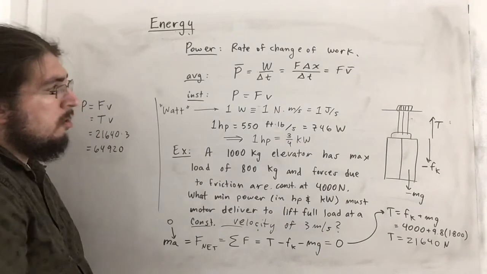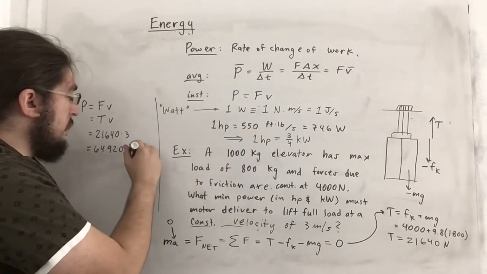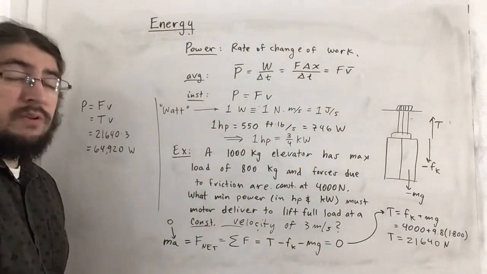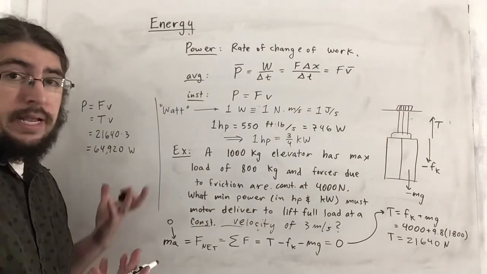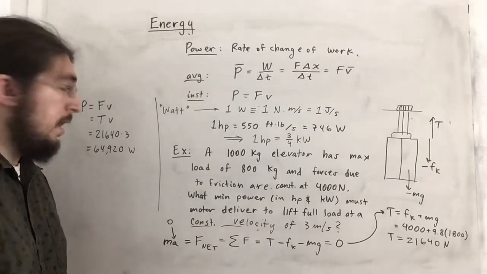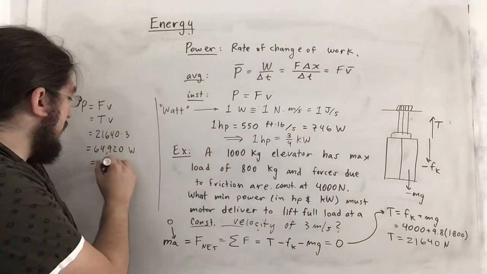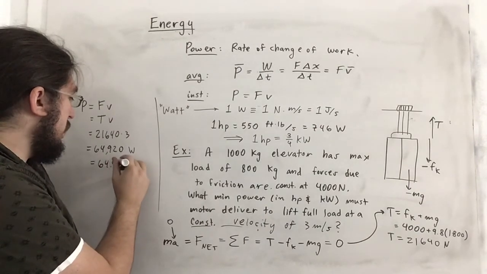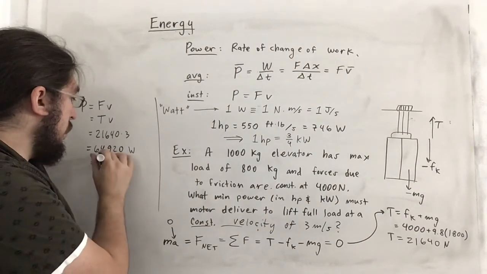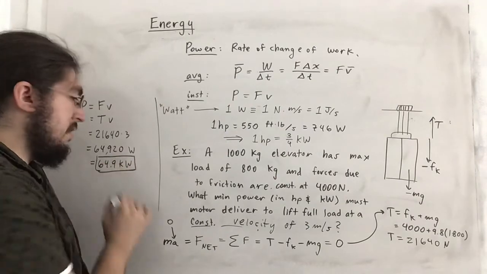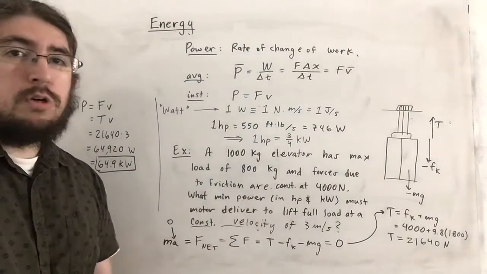64920. And we know based on this discussion that that is going to be in watts. 64,920 watts. Again, this is metric, so you can write this as kilowatts. So in fact, this is 64.9 kilowatts. So there we go, we're kind of done. I say kind of, because now we have to convert to horsepower.